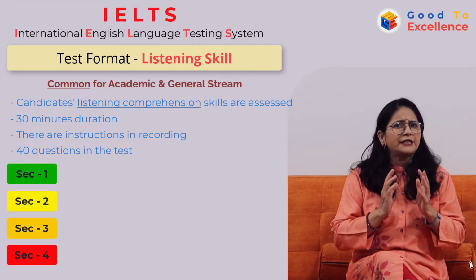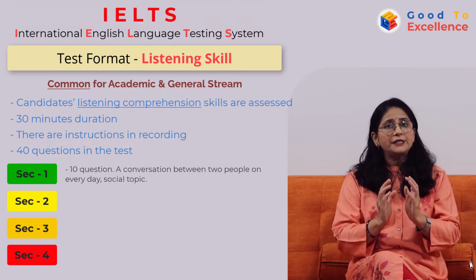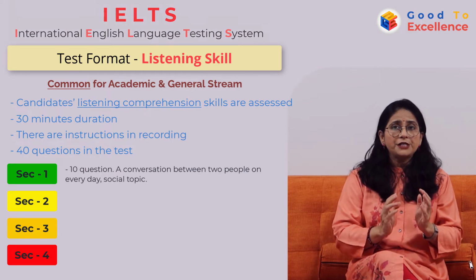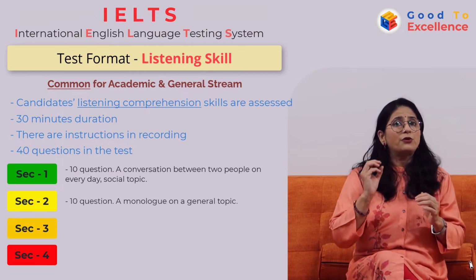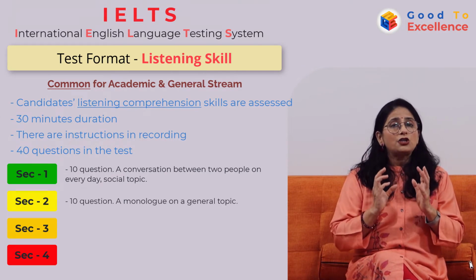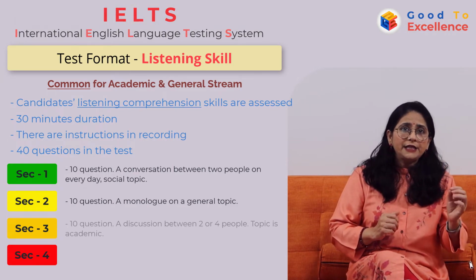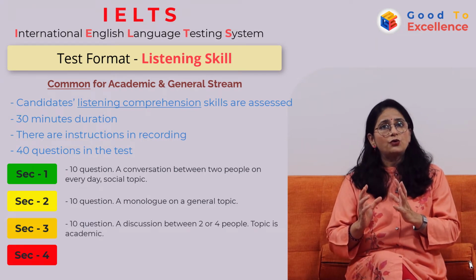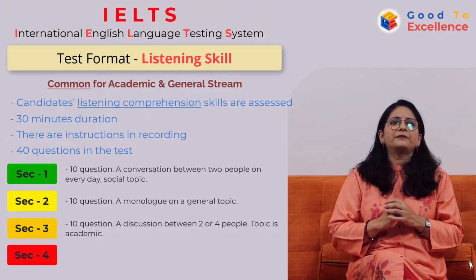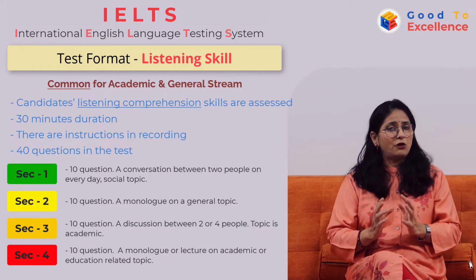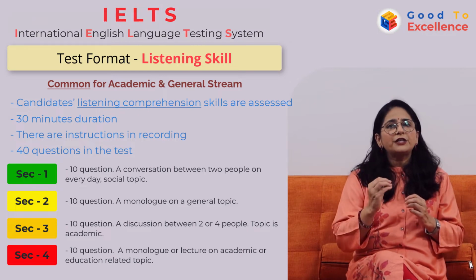We will check how these sections are and what topics you get. Section 1. A conversation between 2 people on an everyday or social topic. Section 2. A monologue, or only a talk by one person, on a general topic. Section 3. A discussion between 2 or 4 people. Topic is academic. Section 4 is a monologue, or we can also call it a lecture, on an academic or education related topic.